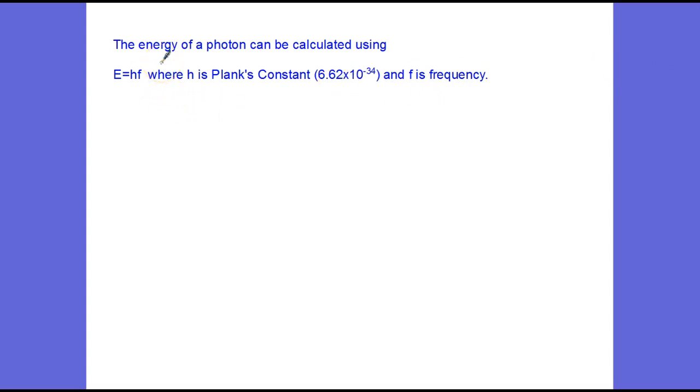You can calculate the energy of a photon very easily. Energy equals Planck's constant times frequency. Planck's constant is 6.62 × 10⁻³⁴.